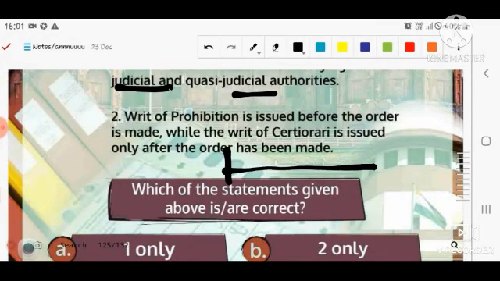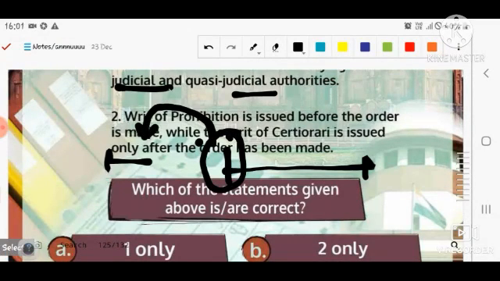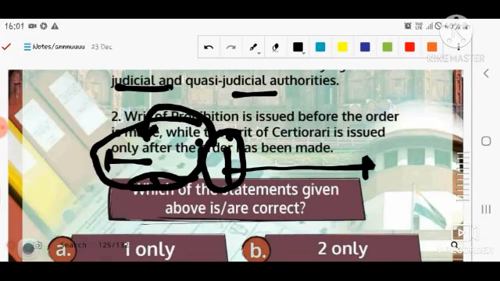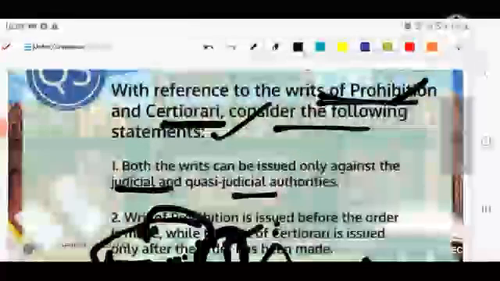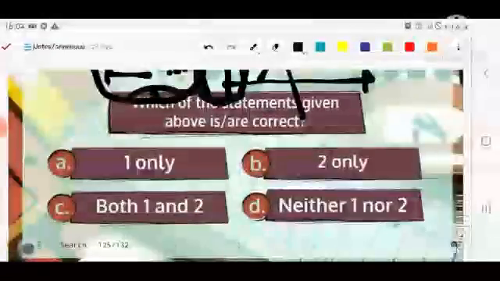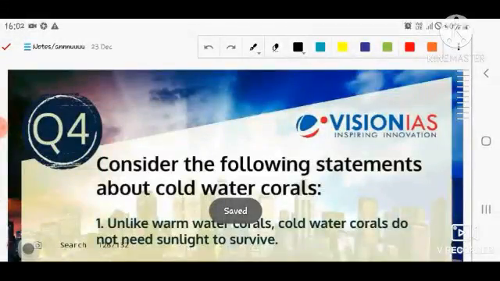It means prohibition is issued before the order is made, when the judiciary thinks that a tribunal or any other body may make an order; before that order is made, the writ of prohibition can be issued by the judiciary. If you are talking about certiorari, the judicial, administrative, public or private authority takes a decision, and to annul that decision the judiciary uses certiorari. So you have to choose the correct option: first and second, neither one nor two. Let's discuss the next question.